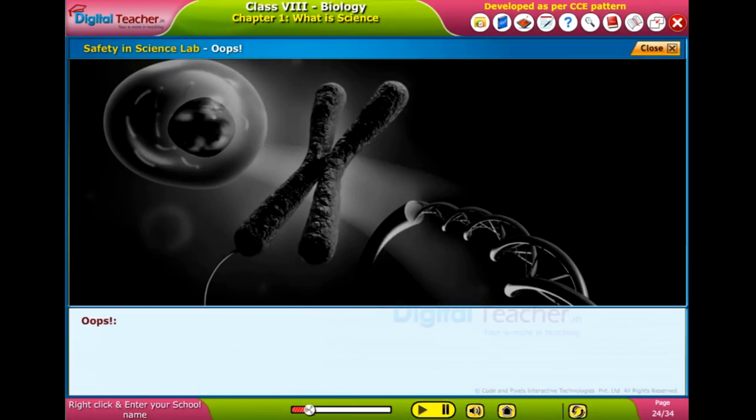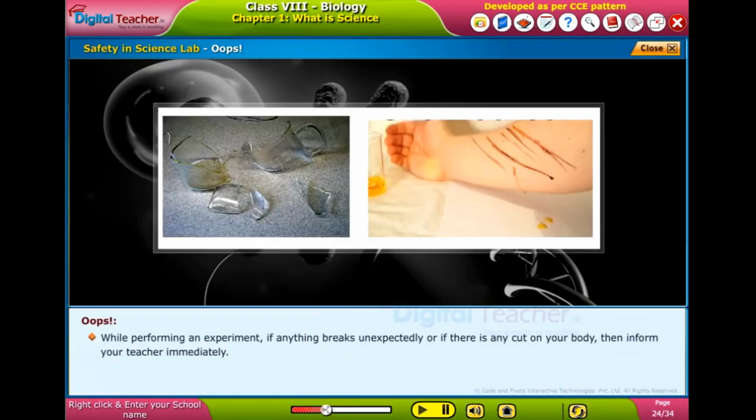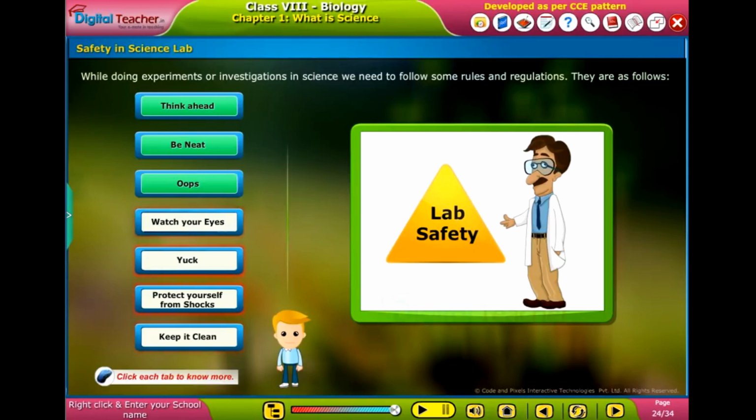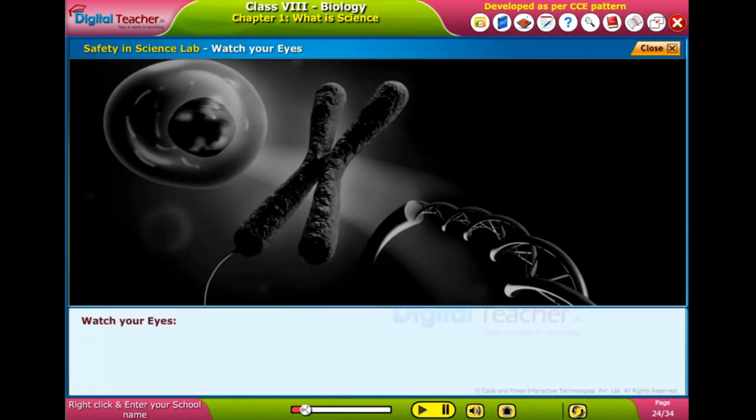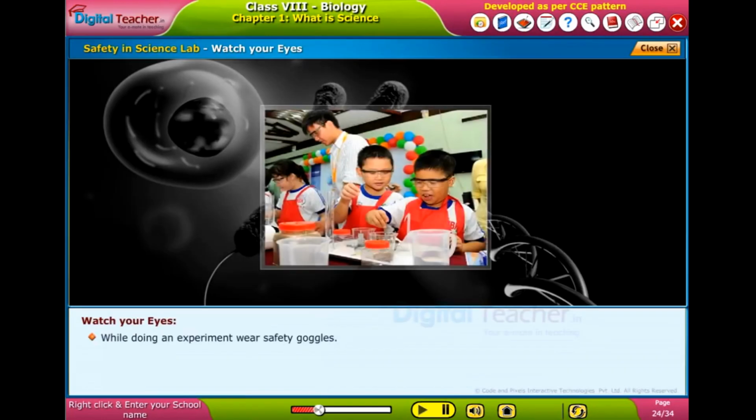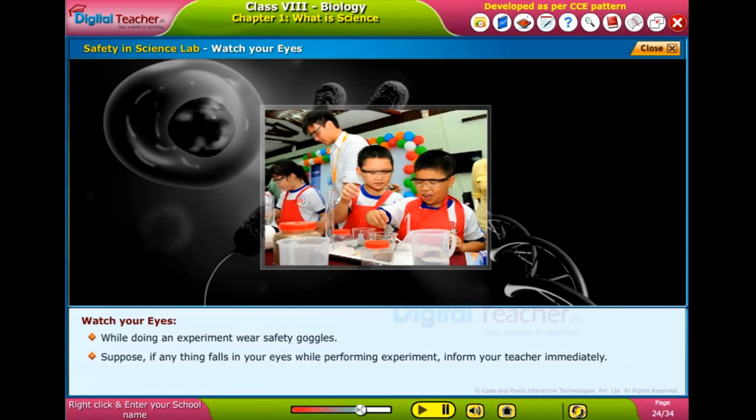Oops! While performing an experiment, if anything breaks unexpectedly or if there is any cut on your body, then inform your teacher immediately. Watch your eyes. While doing an experiment, wear safety goggles. Suppose anything falls in your eyes while performing an experiment, inform your teacher immediately.